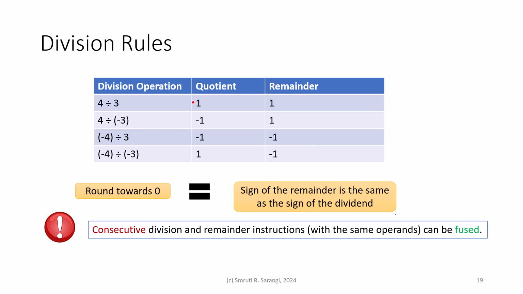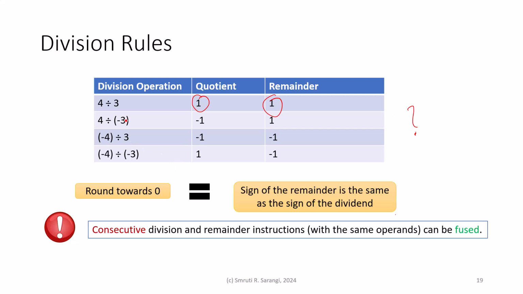4 divided by 3, positive numbers, quotient is 1, remainder is 1, no problem. The question is, how do we define the semantics of the remainder when either the dividend, the first quantity, the one that you are dividing, or the divisor, the second quantity, the one that you are dividing by, is negative? What do you do? That's the question. The standard semantics here is that you round towards 0, which is basically the sign of the remainder is the same as the sign of the dividend.